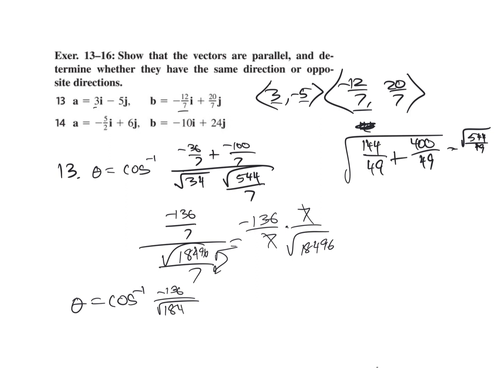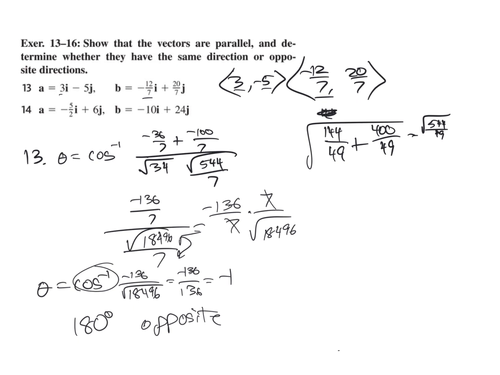All right, if we take the square root of that value, it's 136. So negative 136 over 136 is negative 1. So where is the x value negative 1? At 180 degrees. Okay, so they are opposite directions from each other. Probably could graph it and see that. Okay, now let's erase part of this, or I'll just move it up here. Our new vectors for 14 are negative 5 halves, 6, and the other one is negative 10, 24.